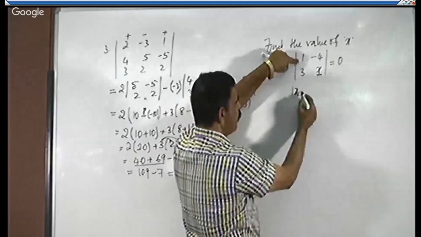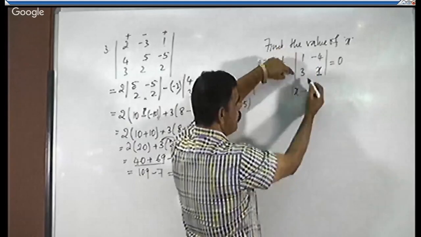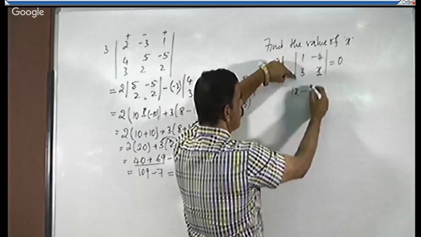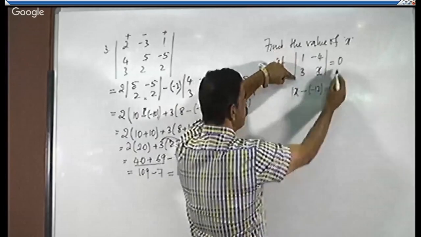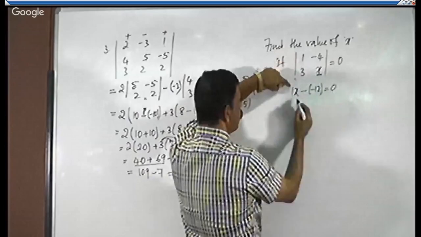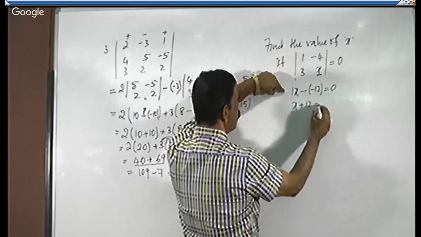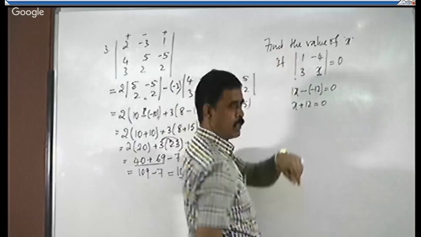Formula minus the product of secondary diagonal elements. It is what? 3 into minus 4. It is minus 12, which is equal to 0. 1 into x is x. Minus into minus plus 12 is equal to 0. So x plus 12.